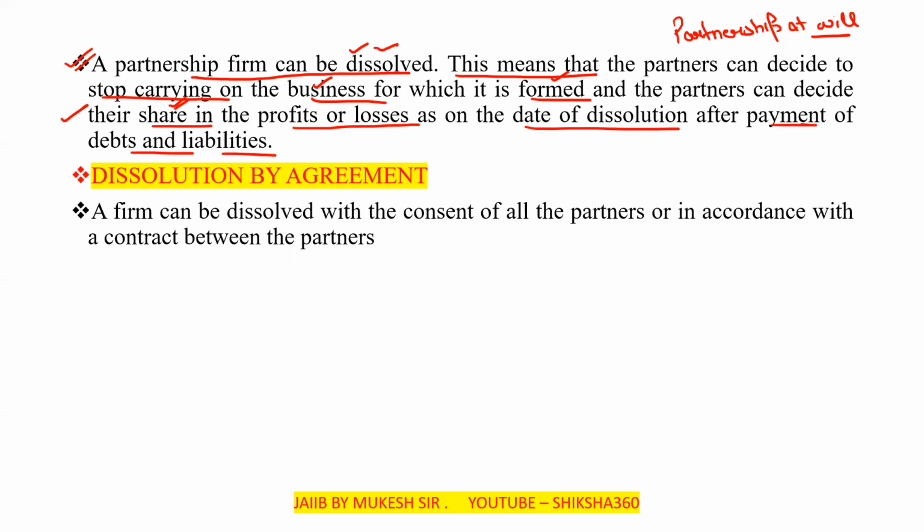So, dissolution by agreement. This is a general discussion. The firm can be dissolved by an agreement, if they have made any specific agreement. They work in the firm up to a point, and later on the firm can be dissolved. A firm can be dissolved with the consent of all the partners, or in accordance with the contract between the partners.